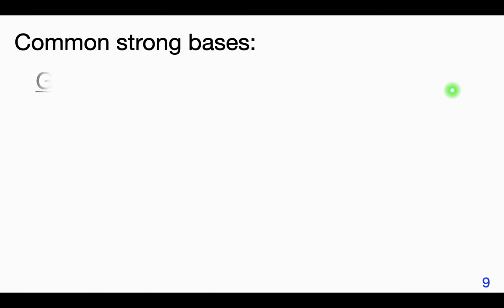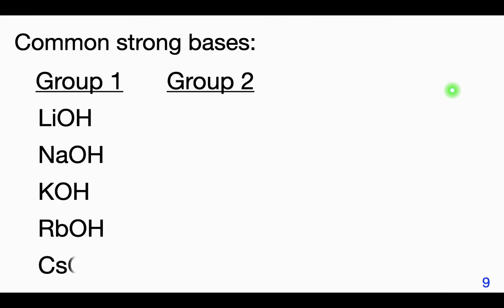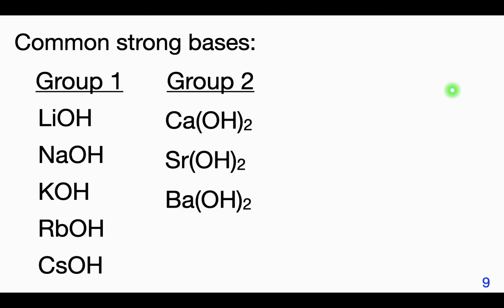Common strong bases: Group 1 and Group 2 hydroxides. Lithium hydroxide, sodium hydroxide, potassium hydroxide, rubidium hydroxide, and cesium hydroxide. And then in Group 2, there's just 3: calcium, strontium, and barium hydroxides. So those are all strong bases. They will all 100% ionize. Now notice for Group 2, if I had 1 mole of calcium hydroxide, I would have 2 moles of hydroxide. However, I don't think I'm going to give you any of those problems.